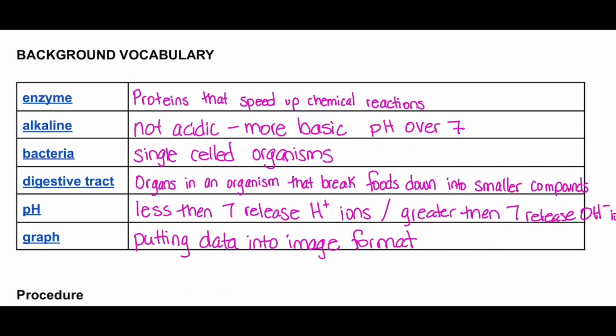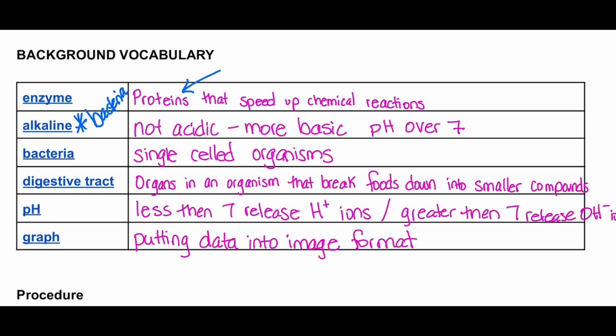The next thing is going to be looking at vocabulary so that we can determine which enzyme goes with which. So first thing you need to do is fill in our vocabulary if you didn't do it from the homework last night. We're looking at enzymes, and enzymes are proteins that speed up chemical reactions. Proteins are needed to do lots of different things in your body. So these enzymes may come from an alkaline location. Now, if you remember, the bacteria is going to be living in an alkaline condition.